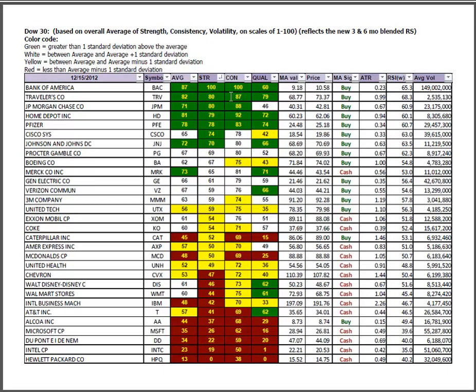Inside the Dow 30, sorting by relative strength: Bank of America, Travelers, J.P. Morgan, so three out of the top three are financials. And again, the producers are at the bottom: Hewlett Packard, Intel, DuPont, Microsoft.